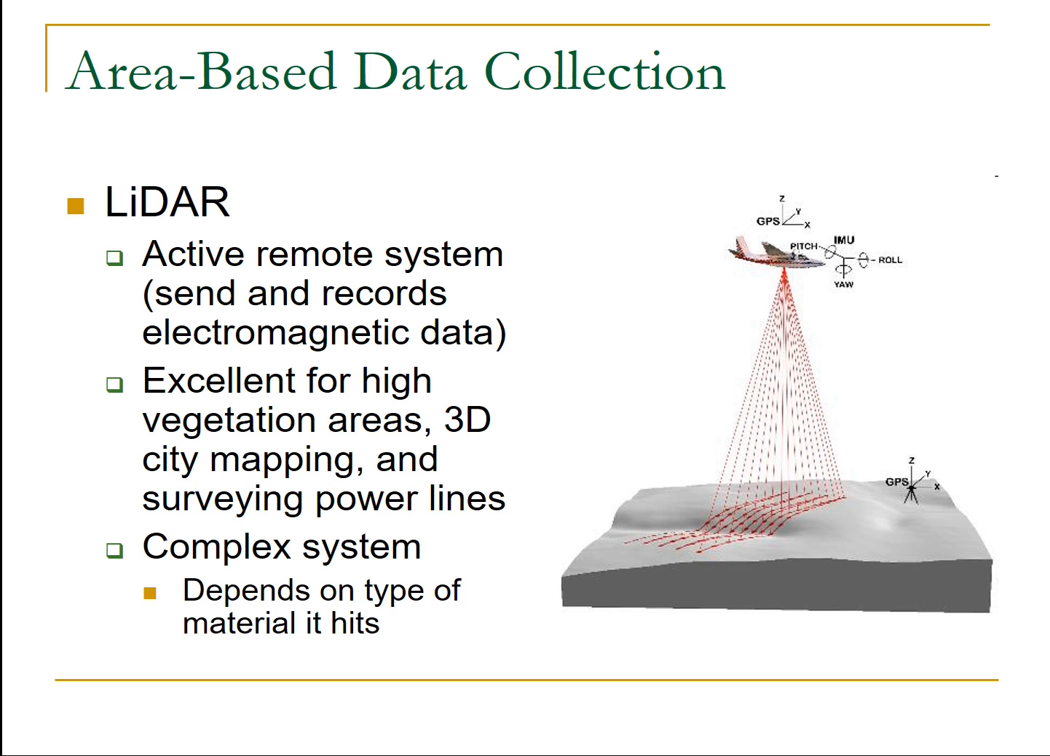But what is really exciting is the LiDAR for this course. I will sadly say that I will not refer to microwaves throughout this course. I'm going to talk about lasers. So LiDAR is an active remote sensing system, so it sends and records its own data. It is great for high vegetation areas because it can actually see through a canopy, which is great. It's great for 3D city mapping, and it's good for surveying power lines because it's not restricted to a pixel. It's restricted to just the actual data point itself.